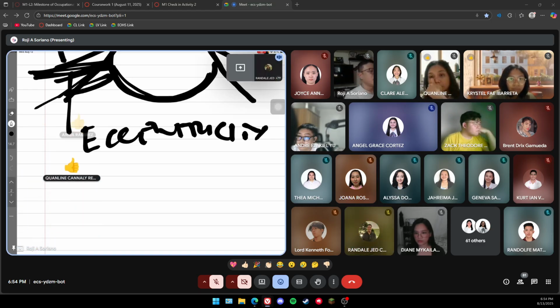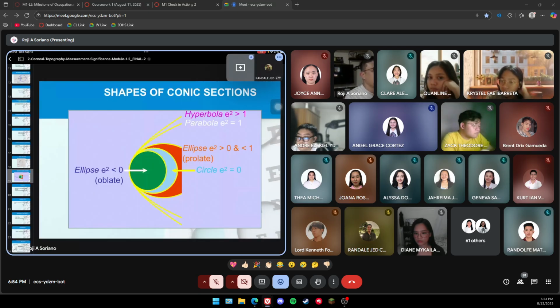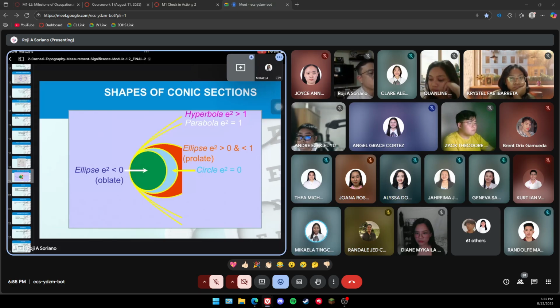Very good. So now that you see the eccentricity value, it's represented by a conic section. Whether it is a hyperbola, which is eccentricity greater than 1, a parabola, which is equal to 1, an ellipse, less than 1, or a circle, which is 0. Correct? You follow?